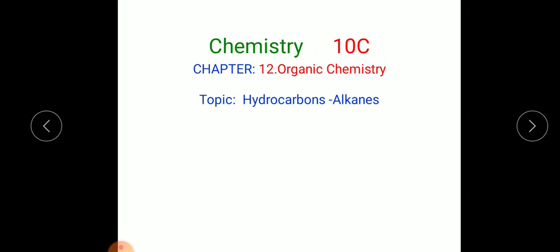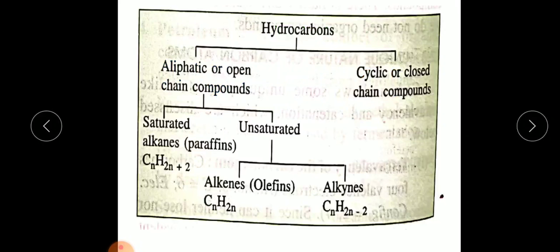So hydrocarbons, alkanes. Hydrocarbon means the organic compounds which contain only carbon and hydrogen. If you want to classify hydrocarbons, they are classified in two types: aliphatic or open chain compounds, and cyclic or closed chain compounds. In this we'll discuss only the aliphatic ones. The aliphatic ones are further classified in two types: saturated and unsaturated.